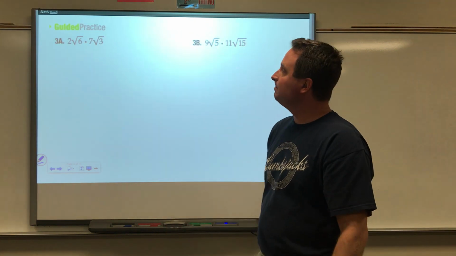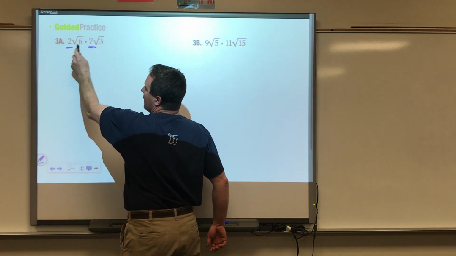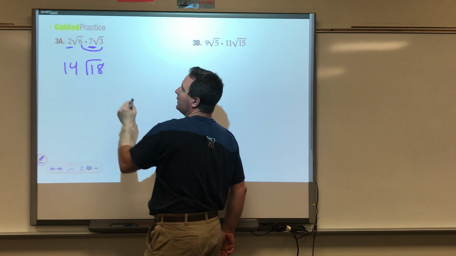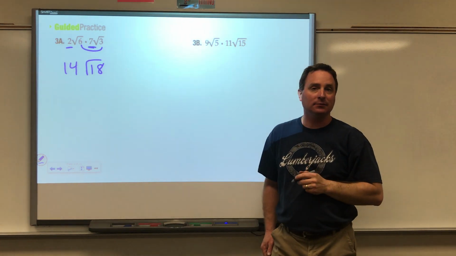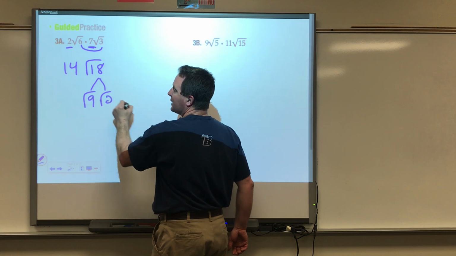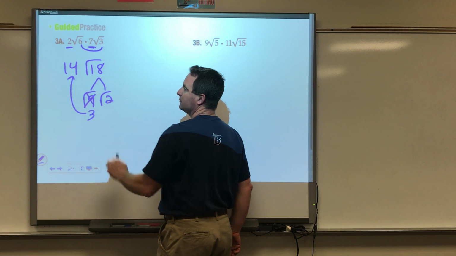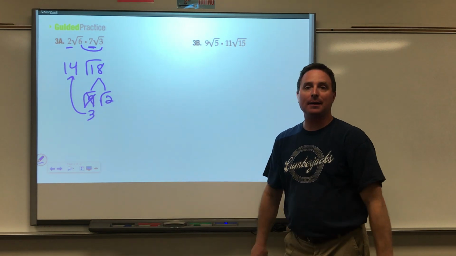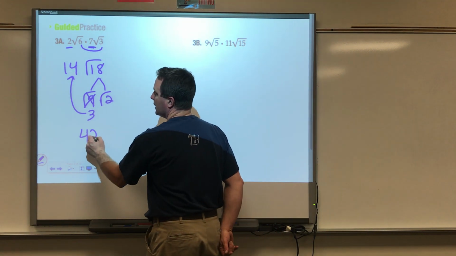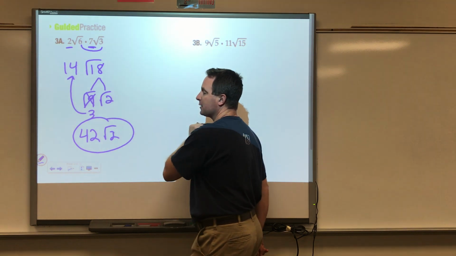Okay, how about these? If I do the big pieces together, 2 times 7 is 14. The radical pieces together, 6 times 3 is 18. And I know on my factor sheet, 9 times 2 is 18. The square root of 9 is 3. And then I have to multiply it by the number out in front. And 14 times 3 is 42, with the square root of 2. And there's my answer right there.